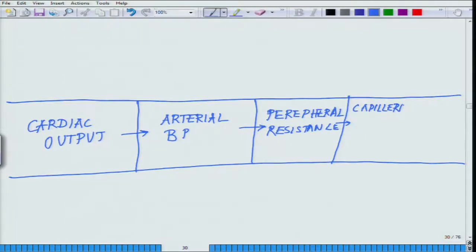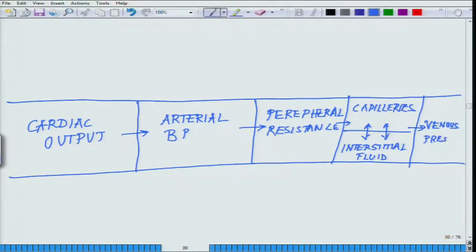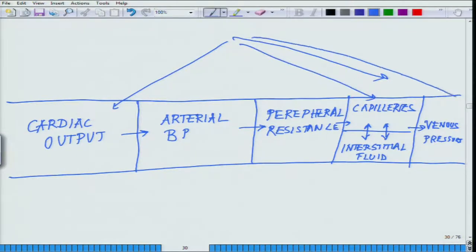capillaries, which are exceptionally perforated vessels, as we have discussed in the last class. This is the zone where the maximum gas and fluid exchange takes place with the interstitial fluid, and then from there it leads to the venous pressure, or the pressure in the vein. And this whole process is being controlled at every level by the nervous system and the endocrine system.